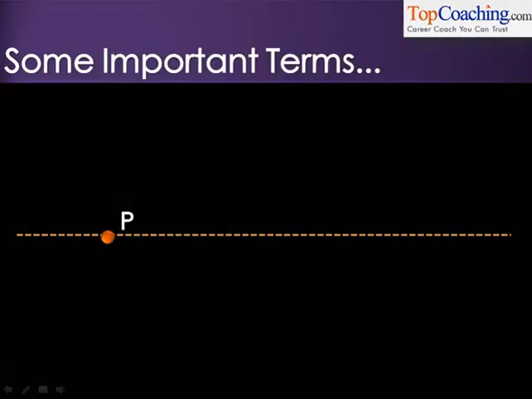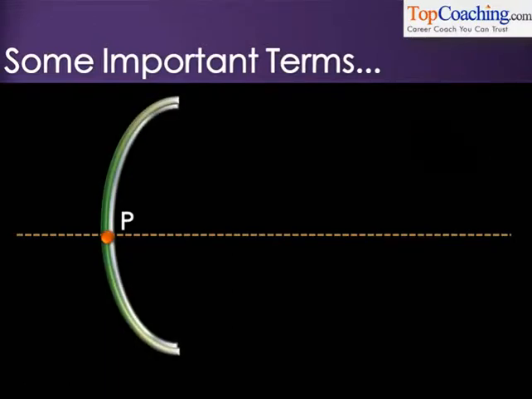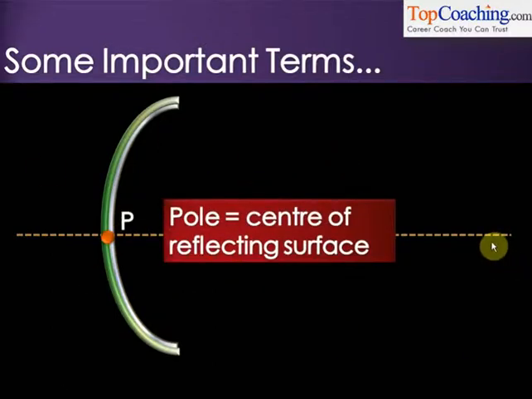So let us learn about some important terms first. If you take the exact center of the reflecting surface of any spherical mirror, then that point, the center point of the reflecting surface, is called the pole of the spherical mirror. Understood? So there you can see a mirror here. The gray portion here is the reflecting surface of the mirror. The green portion is the back side of the mirror. The exact center of the reflecting portion, P, is the pole of the mirror. It is represented by the symbol P always.